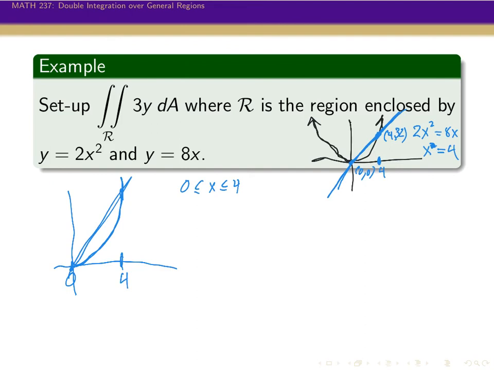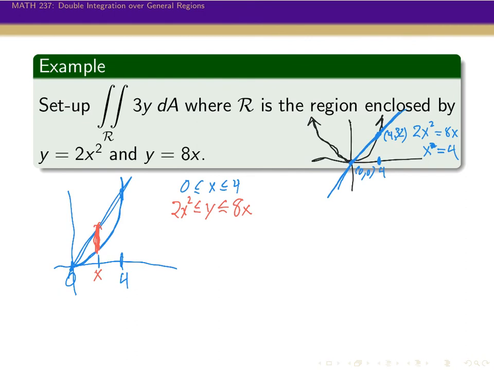And then if we pick some x value between 0 and 4, do we get a nice vertical line? And if we change that x value, do we always have the same function on top and the same function on the bottom? And looking at this region, yes, we do. Right? So if I fix some x value, what do my y values do? What happens along that vertical line? Well, I start off at the parabola. So my lower function is the parabola 2x squared, and I keep going up until we hit the line. So our upper bound is 8x.